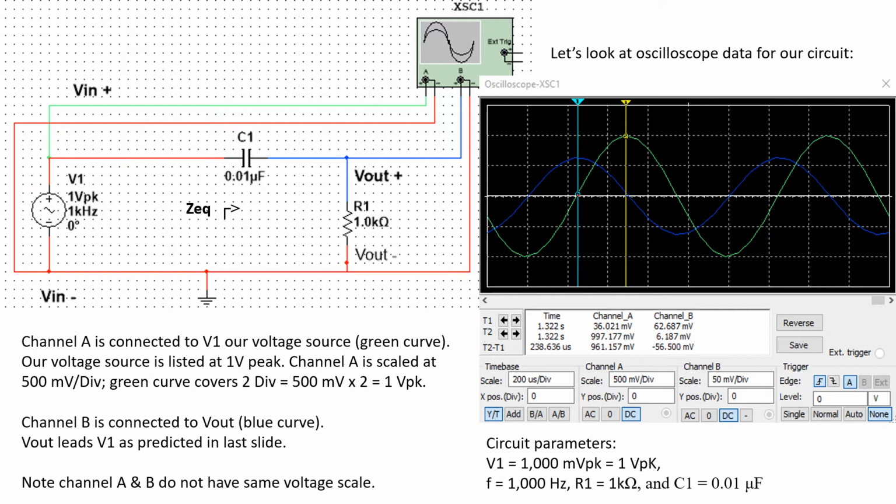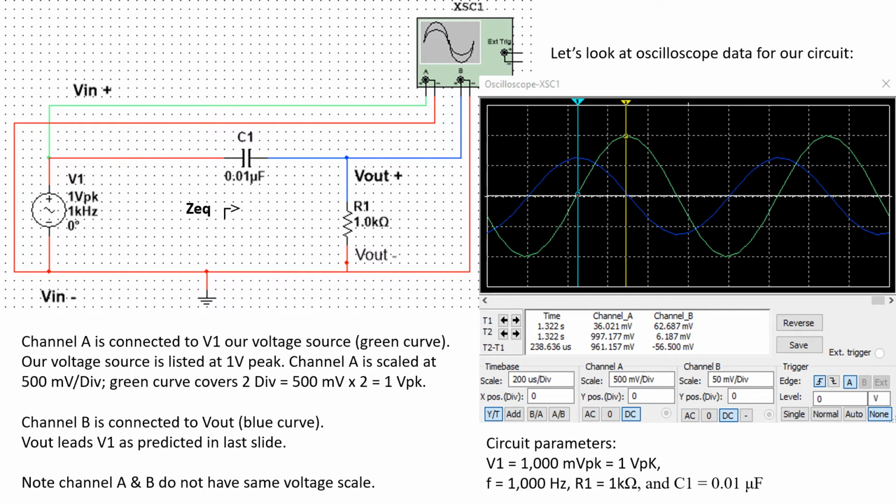For the moment, I want to look at the phase difference between the blue curve, representing the voltage out, or the voltage across the resistor, and the green curve, representing the voltage source, or V1. Blue leads green. And this is exactly what our mathematically derived intuition told us would happen in the previous slide and last video. The fact that the peak of the blue curve appears to the left of the peak of the green curve means that it appears earlier in time than the green curve. We say the blue curve is leading the green curve.